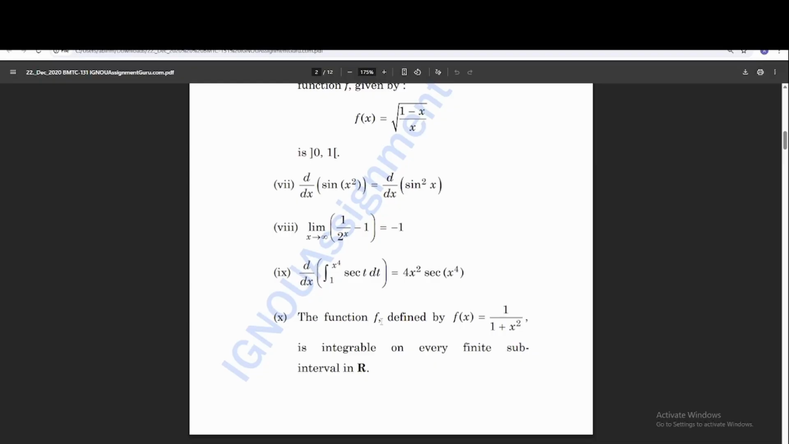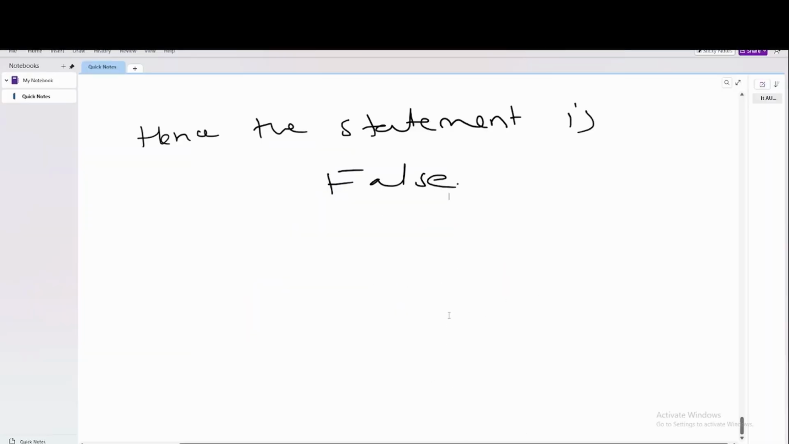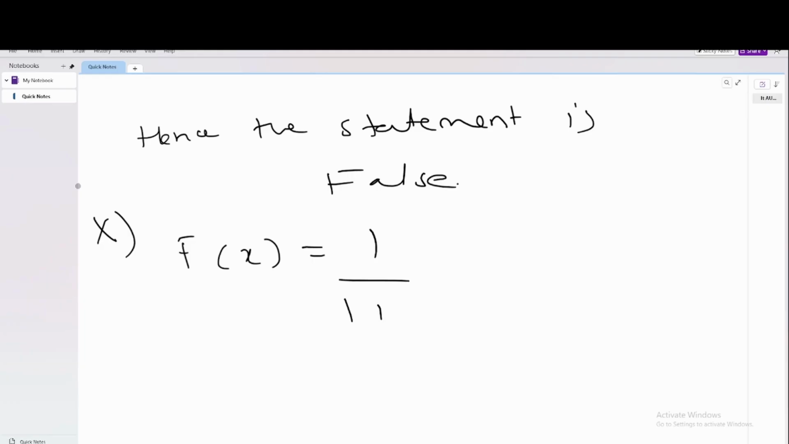The next question: the function f defined by f of x is equal to 1 by 1 plus x square is integrable on every finite subinterval in R. We want to check whether this statement is true or false. This statement is true because of three conditions. The tenth question.